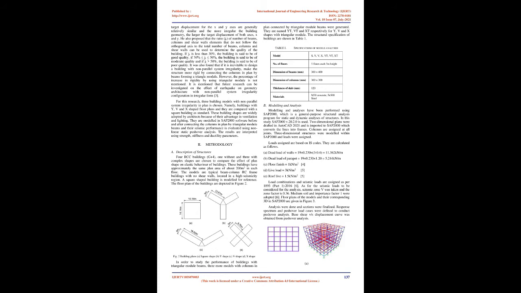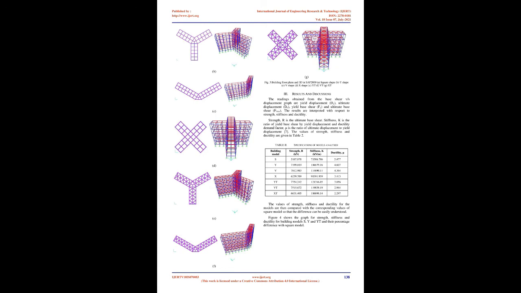It was also found that if it is inevitable to design a building with non-parallel system irregularity, make the structure more rigid by connecting the columns in plan by beams forming a triangle module. However, the percentage of increase in rigidity by using the triangular module is not mentioned. It is mentioned that future research can investigate the effect of earthquakes on geometry architecture with non-parallel system irregularity configuration in irregular form [3].